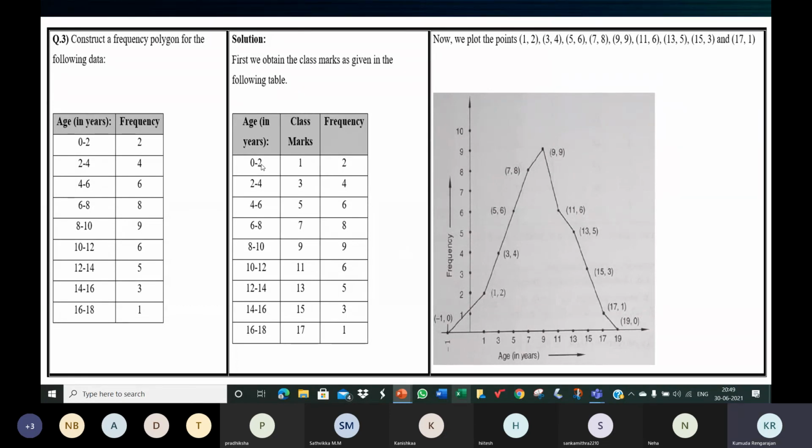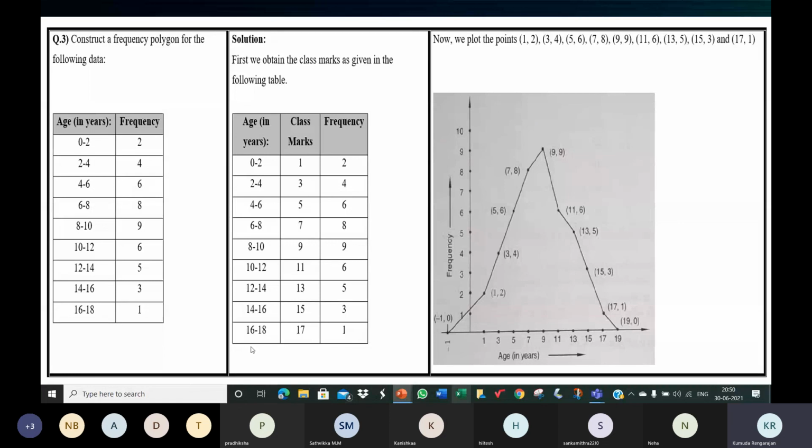The imaginary class interval before this one is minus 2 to 0, whose class mark is minus 1. You should be writing as I'm telling all this. Simply if you sit and listen, maybe I have to tell it many times. As I'm saying, you must be making a note of it. So the class mark is minus 1, frequency will be 0. So minus 1, 0 is another point to be plotted. See here, minus 1, 0 is plotted.